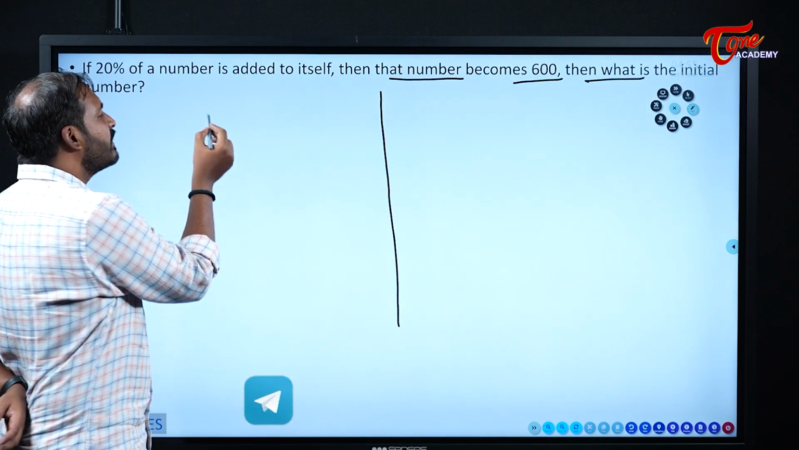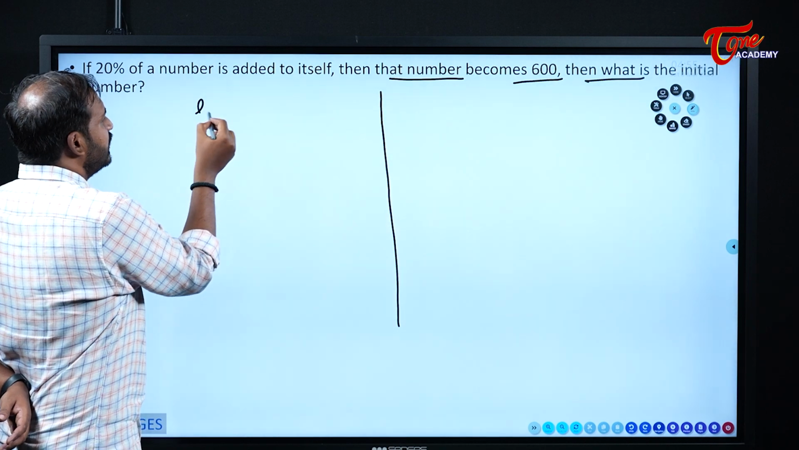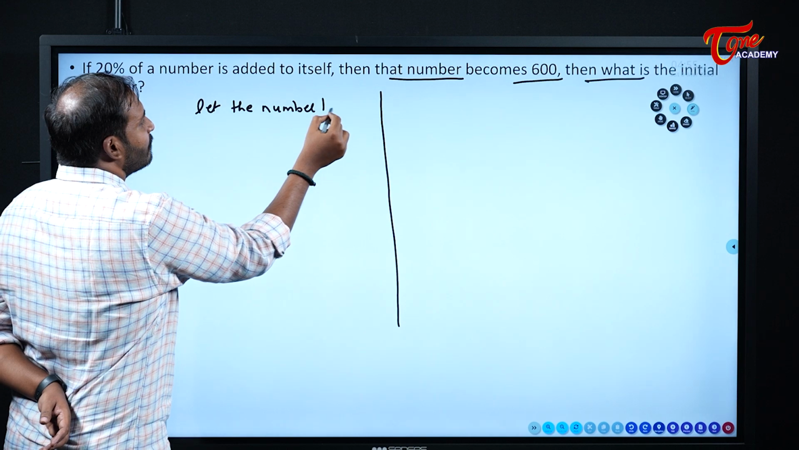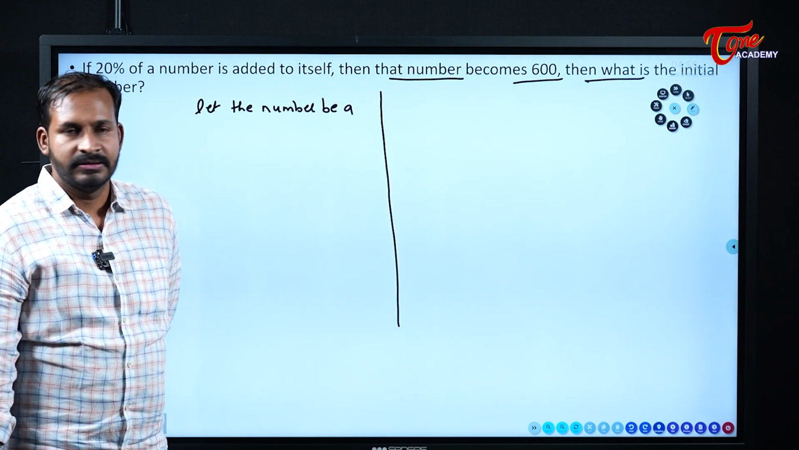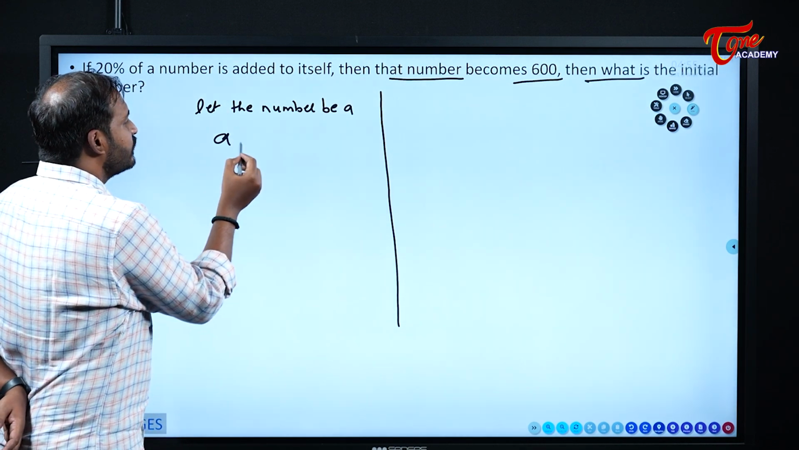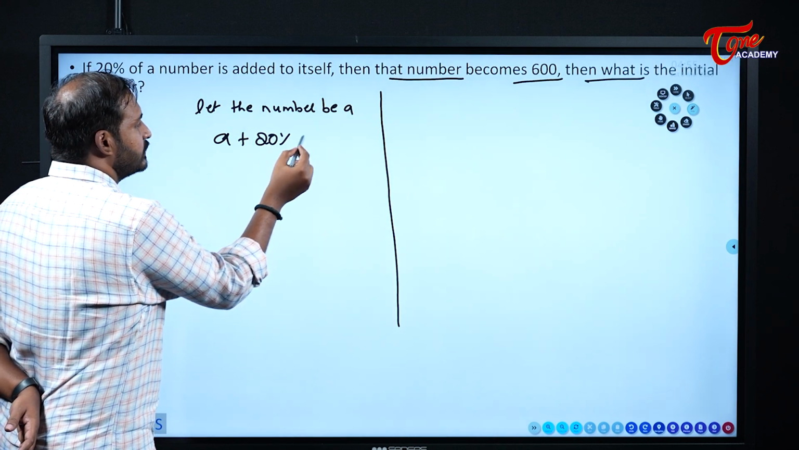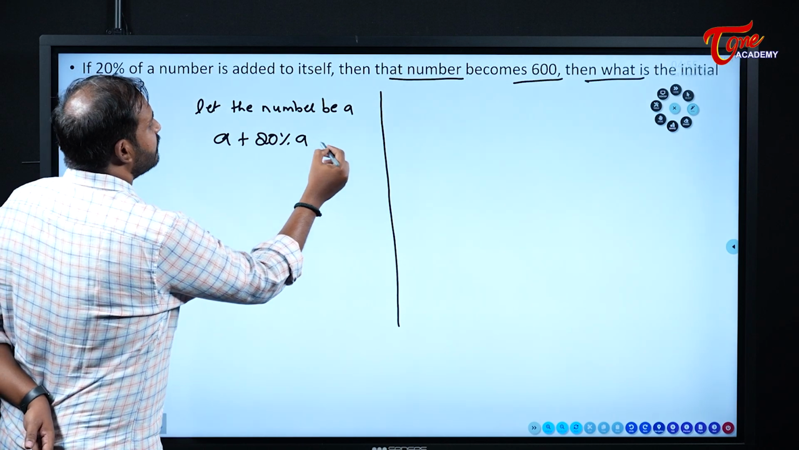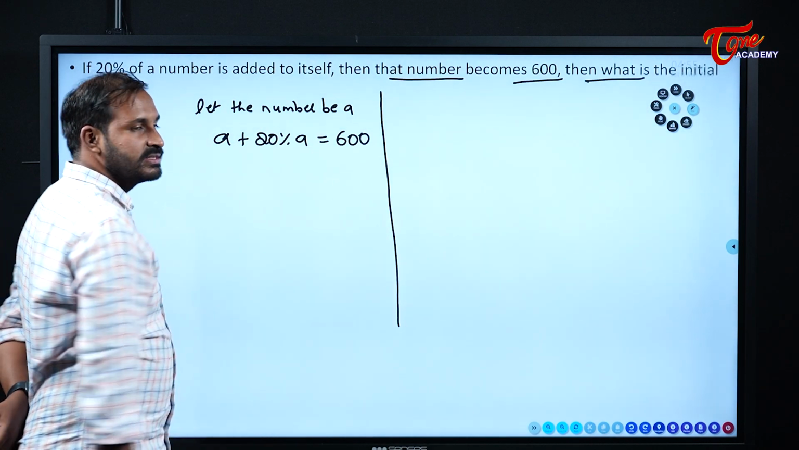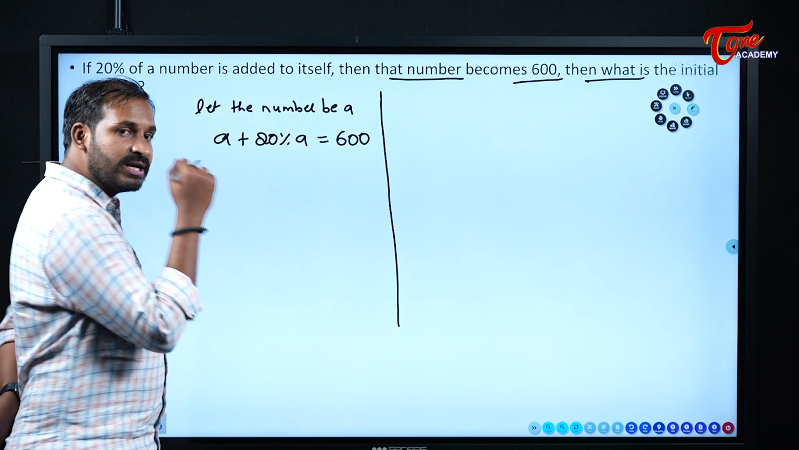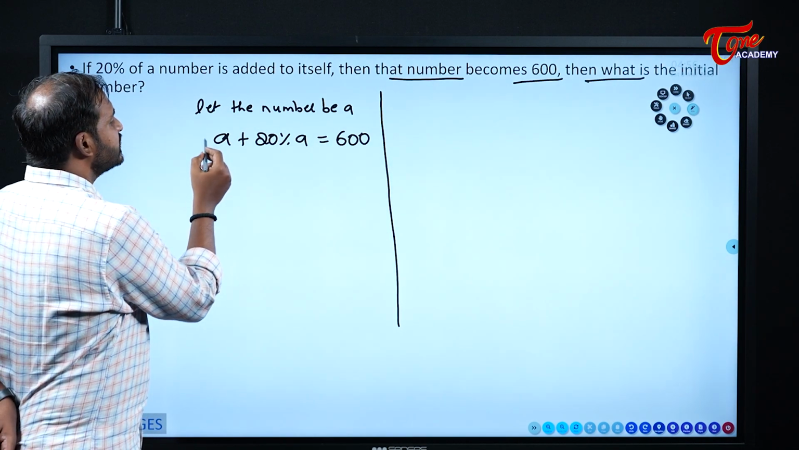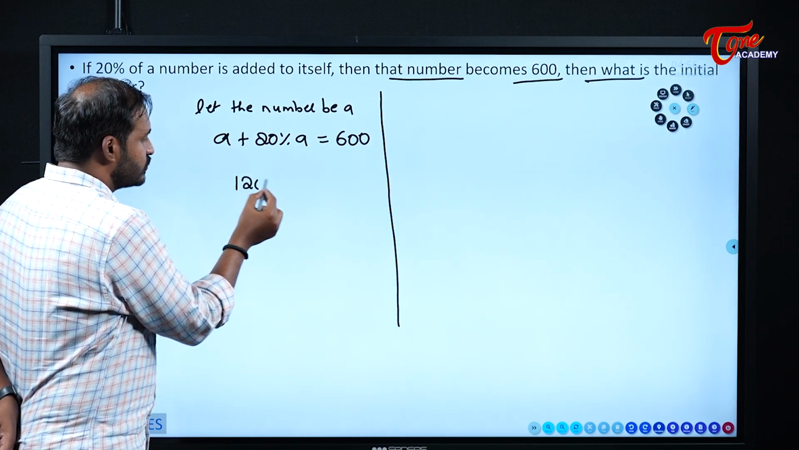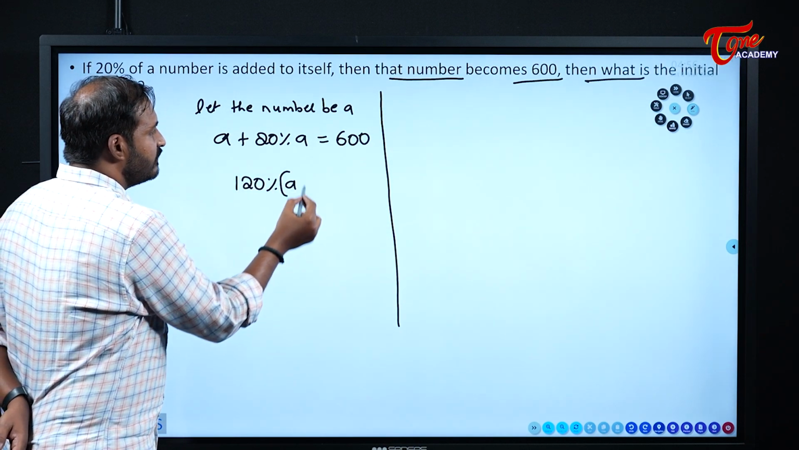Traditional method: let the number be a. So a plus 20% of that number, 20% of a plus a, then that number becomes what? 600 for us. Right? So a plus 20% of a is 600. So a means nothing but 100% of a. You can take that as, so 120% of a will become what?